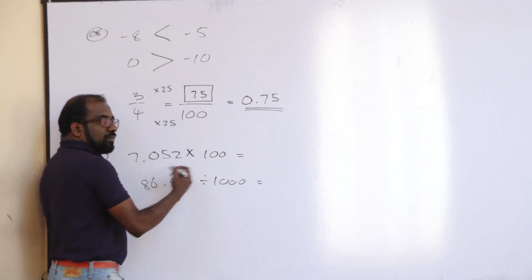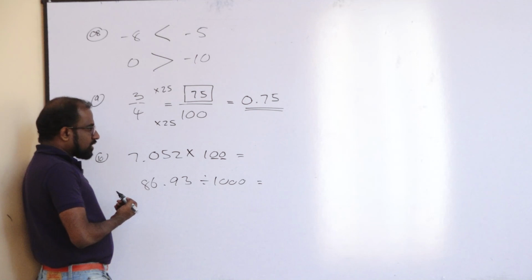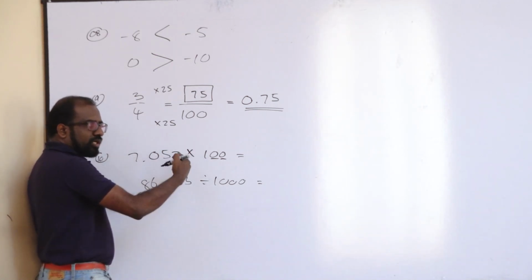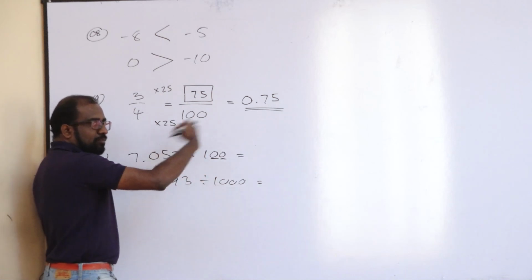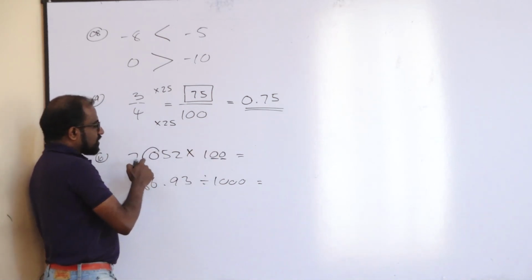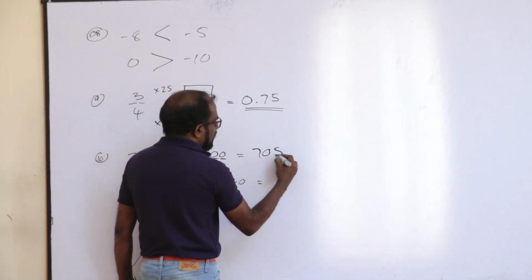Right? Multiply by 100. You know 100 has got 2 zeros. And when you multiply by 100, this decimal point should skip 2 places to the right. When you multiply, numbers become larger. Multiply by 10 gives 70.52, multiply by 100, the decimal point should come here. 705.2.